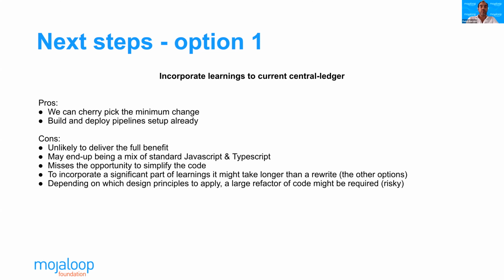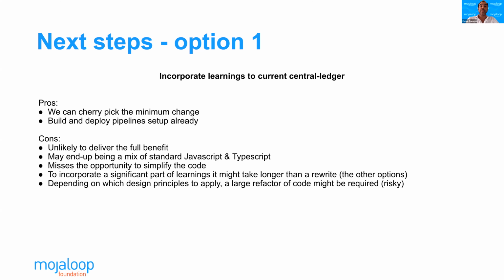Obviously, the pro is that we can cherry pick that minimum change. The other side of the coin of this is that we are unlikely to deliver the full benefit. And another pro of this approach is that pretty much everything is there, right? The deploy pipelines, everything is set up already, so we don't need to rebuild it. On the other side, we may end up having a mix of standard JavaScript and TypeScript. This is no big deal, but it's not desirable.